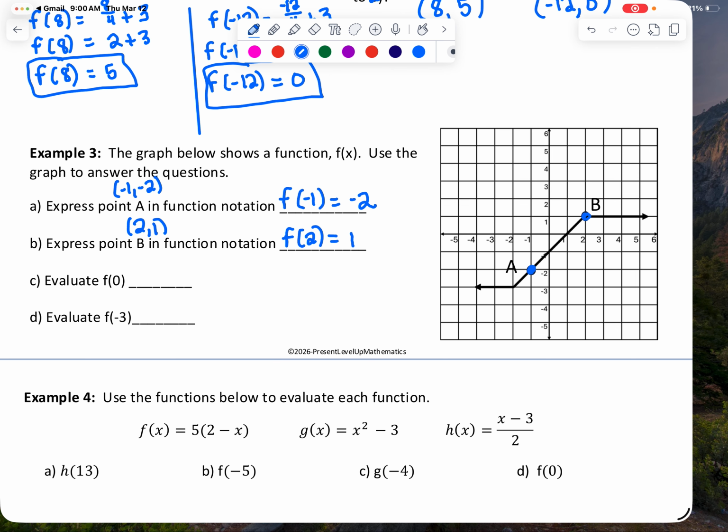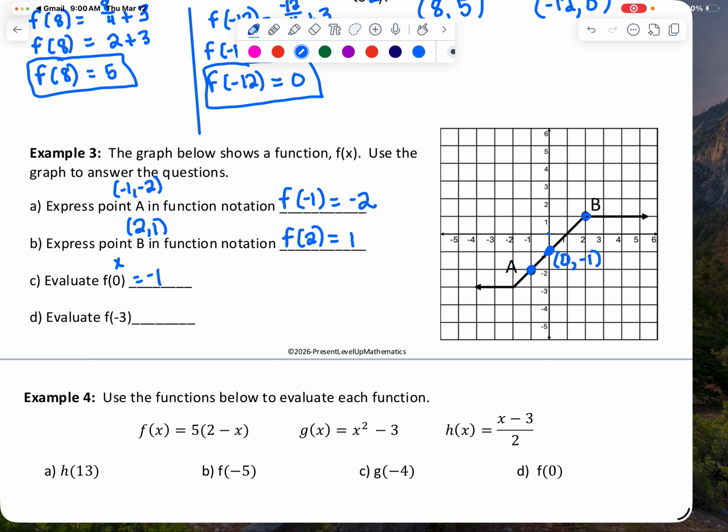All right, problem C. Evaluate f of 0. So this is saying when x is 0, what is the value of y? All right, so here's x equals 0, and I want the y value on this function. So I would travel down to right here, and let me label that point. When x is 0, the y value is negative 1. So this f of 0 would equal negative 1.